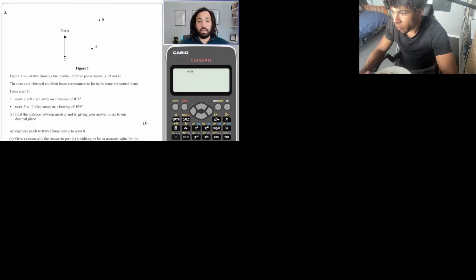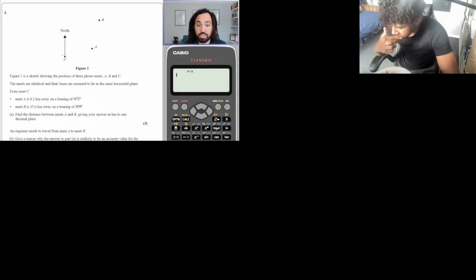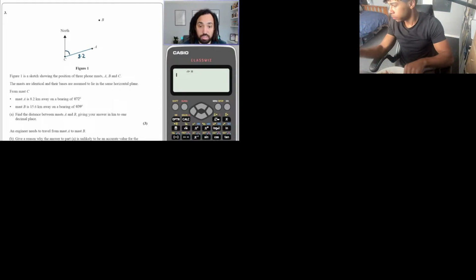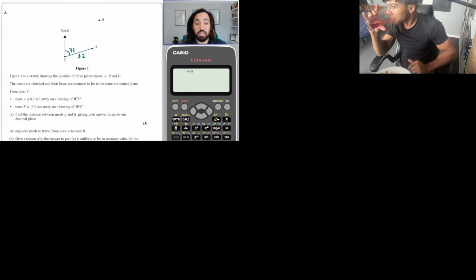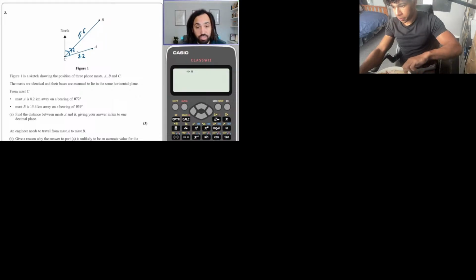Okay, question 3, and we have a sketch of the positions of 3 phone masks. And we know that mask A, so we're going to put this on the diagram, is 8.2 away. So from C, this is 8.2. And we also know this angle in here is 72 because bearings are always measured from north and they're measured clockwise around. Mask B, I'd have to draw another line from C connecting up to mask B, and that is 15.6, and that is on a bearing of 39 degrees.